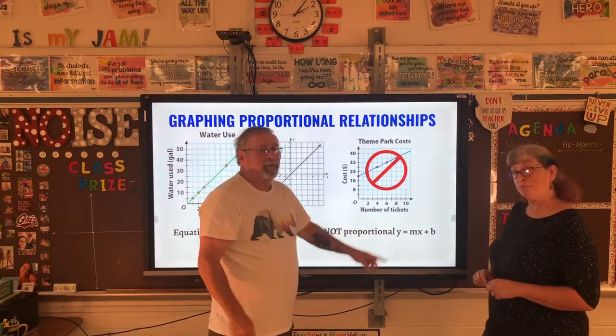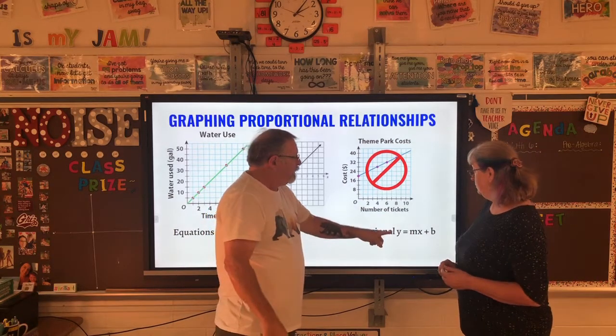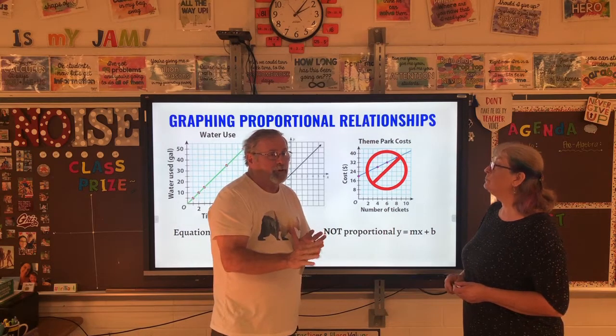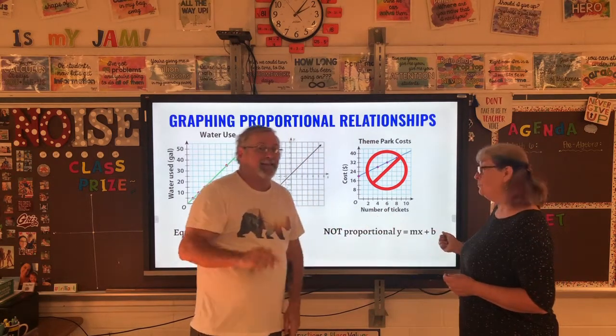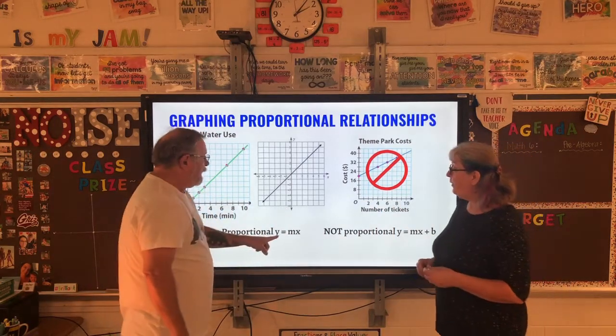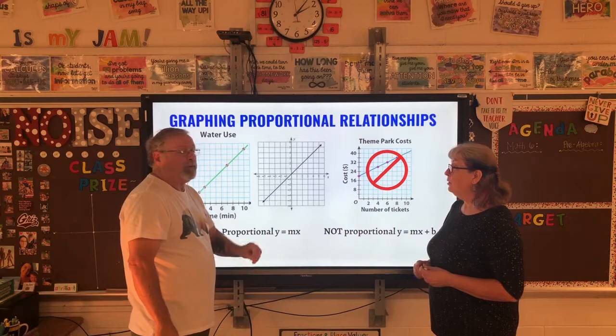But when you're doing your IXL, they're going to give you some equations and they're going to ask you, is this proportional? Well, if it has a plus something, it's not proportional. Or a minus something, that's not proportional. It has to be in this format for it to be proportional.